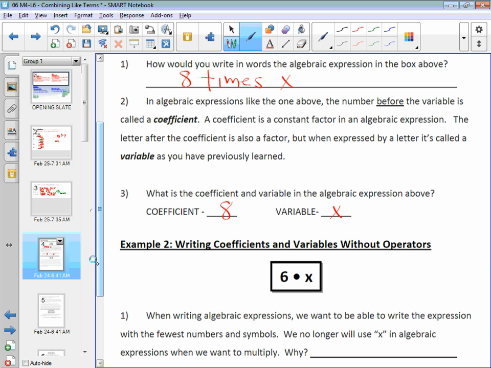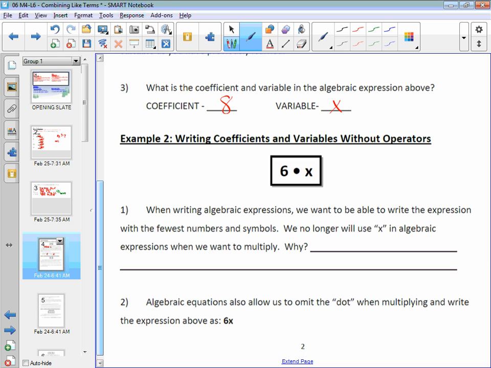Example 1 was easy, right? Example 2 is going to be no more difficult than example 1. Start you off slow, and then it's going to build, build, and build. And again, you know this already. We're getting rid of the dots. We don't like dots. Dots look like decimals.